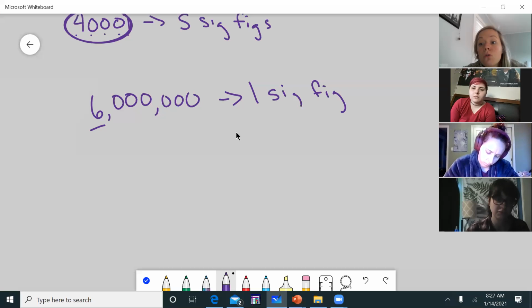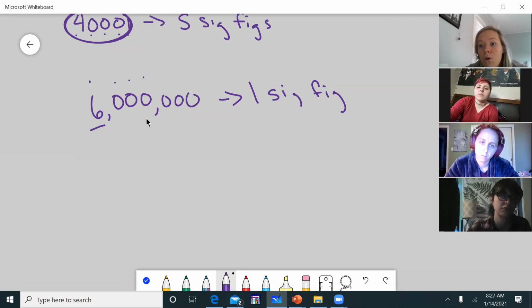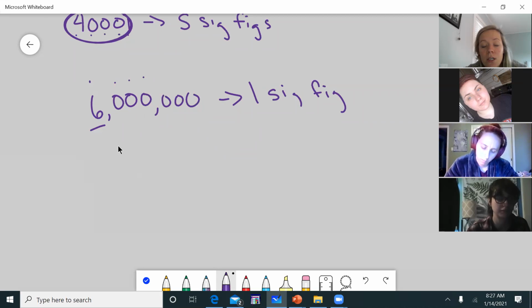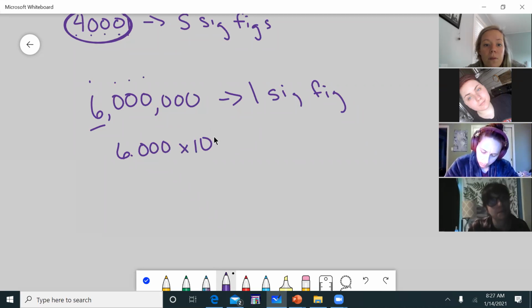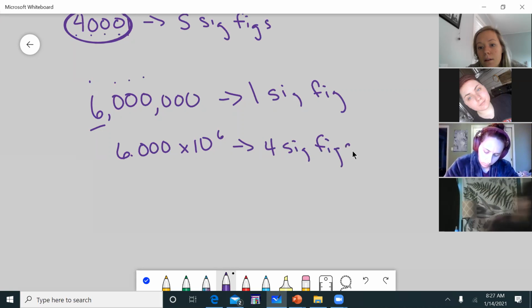But what if you know for a fact that these 3 zeros are significant? So the 6 is significant and you want to include these 3 zeros, not these ones, but these ones. How do you work around that? Well, you would write the number in scientific notation. So if I converted this to scientific notation, I could say 6.000, including just the zeros I know are significant, times 10 to the 6. And that gives a workaround for it. So here I've got 4 sig figs.